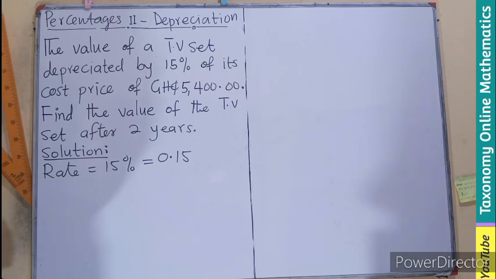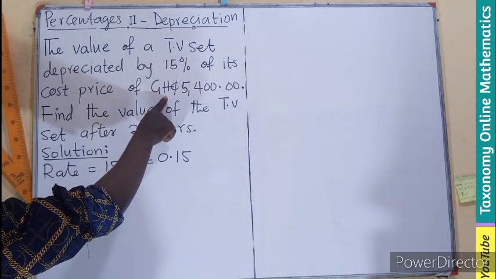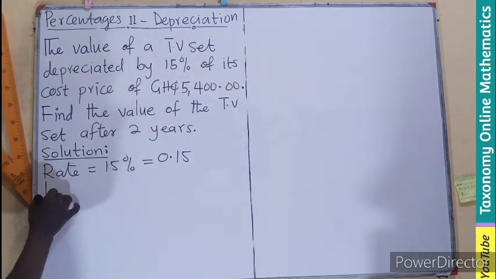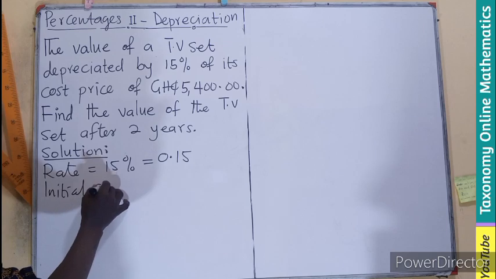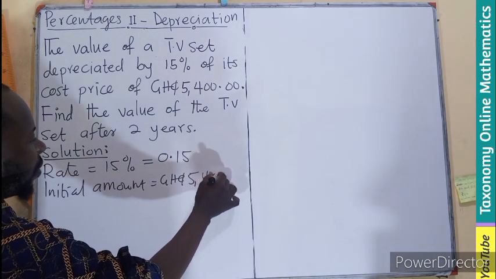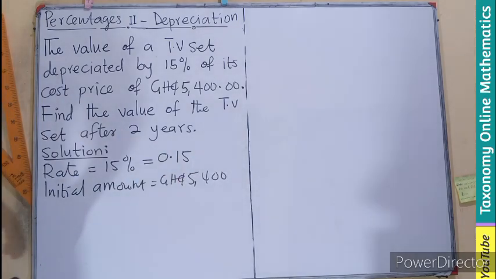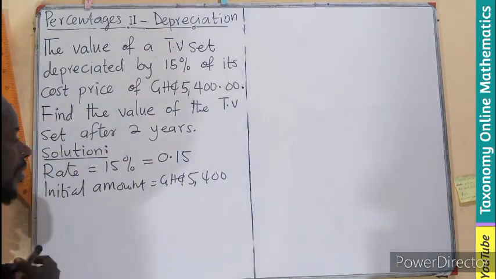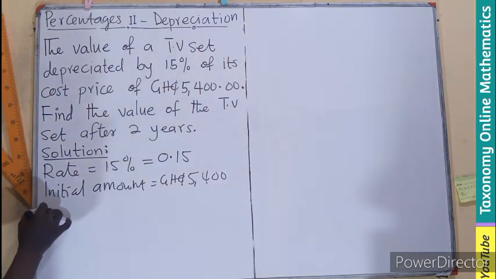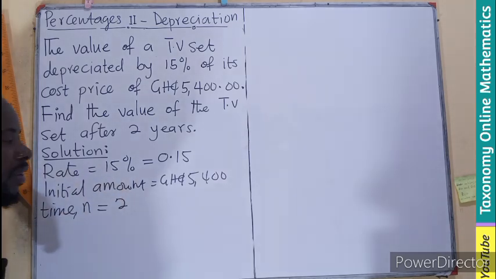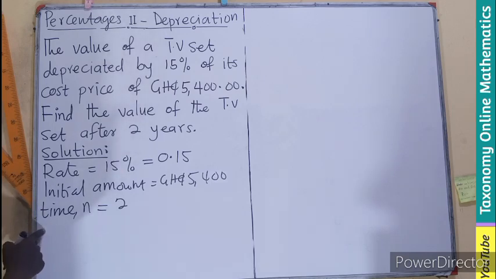Now, we also have the cost price. This cost price is the initial value of the TV set. So we can say initial amount. This initial amount is 5,400. Now we also need to know the number of times the depreciation amount is being calculated, which is in terms of years. So we can say that the time, which in this case we use n, will be 2 years. So fast forward, looking for the new value.